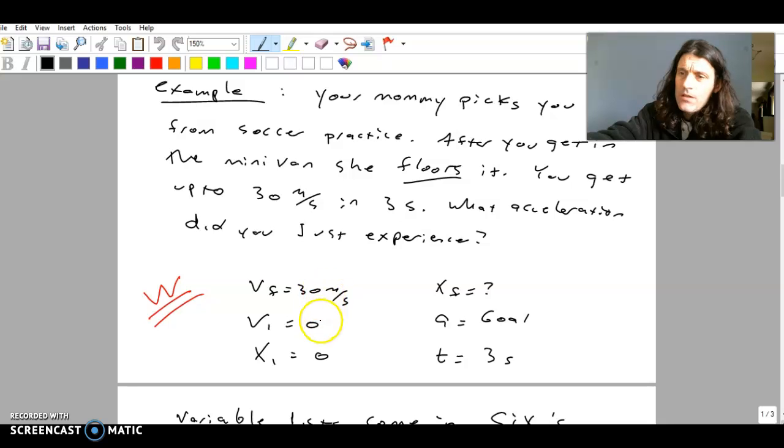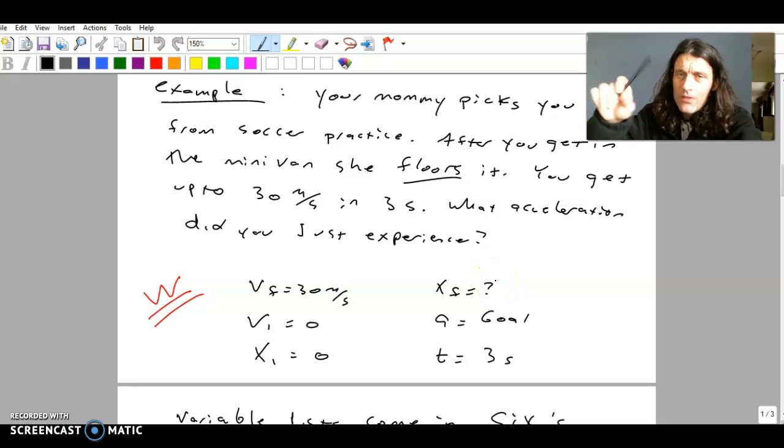The VF is 30, the VI is 0, because you get in the minivan. She's allegedly nice enough to stop to let you in. She started out at a position of 0. Now here's another thing, XF. I put a question mark there. I have no idea how far this person, your mommy, drove. It's not given in the problem. So leave it as a question mark.